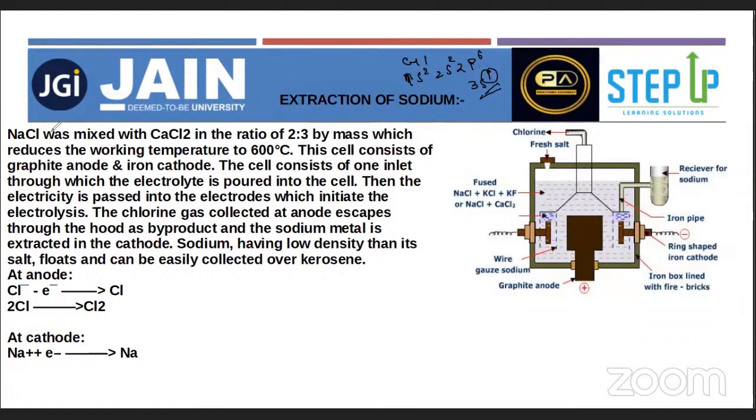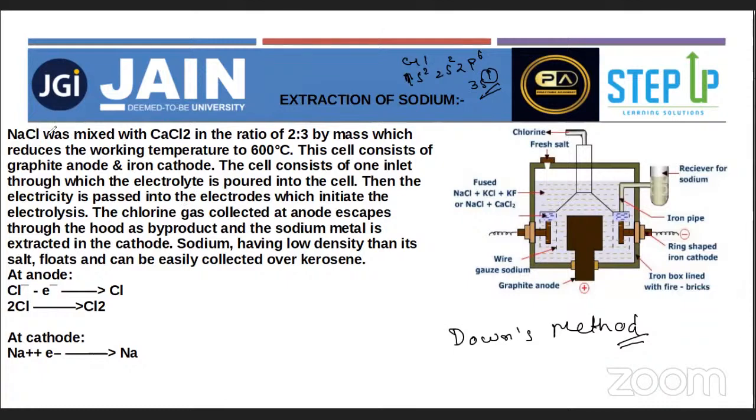Now, because there are a lot of problems with NaCl in other methods, we are trying to extract using this method. This is known as Downs method. So what we are doing in Downs method is basically NaCl is mixed with CaCl2.